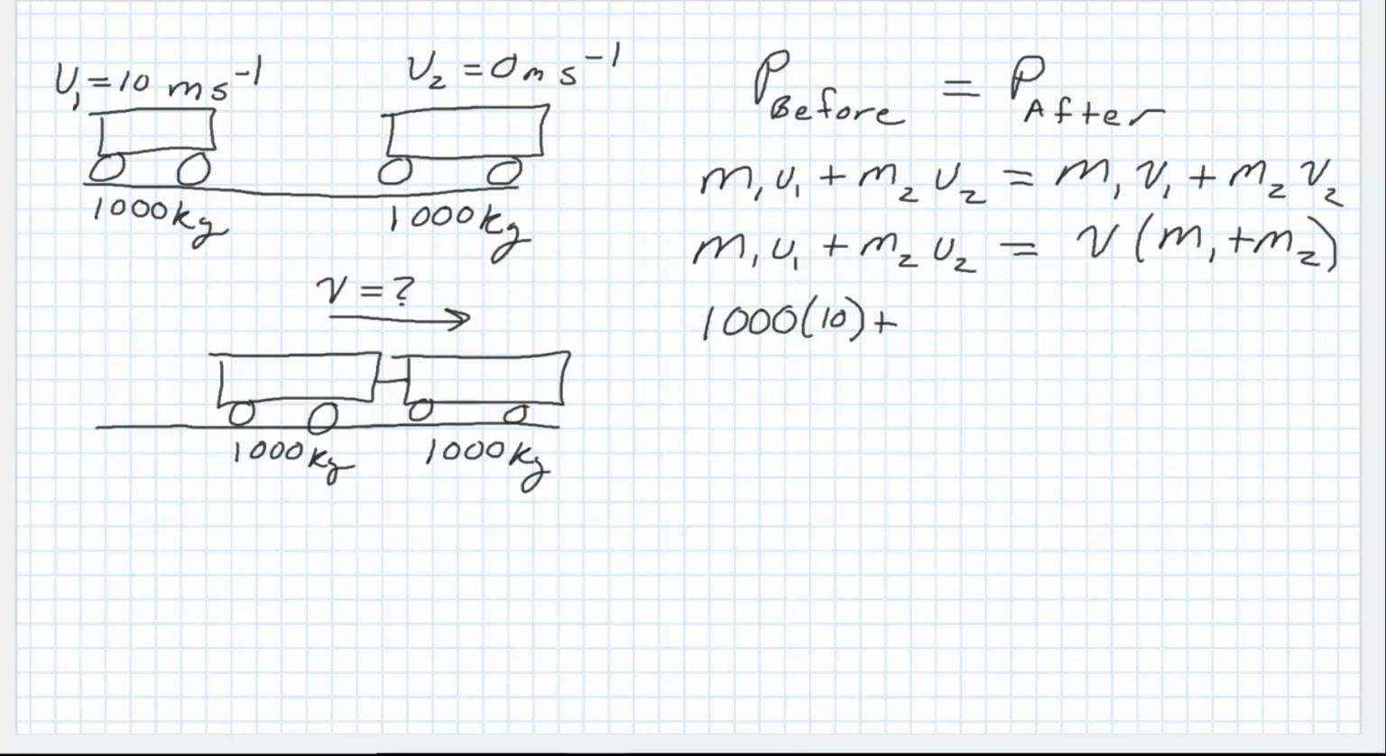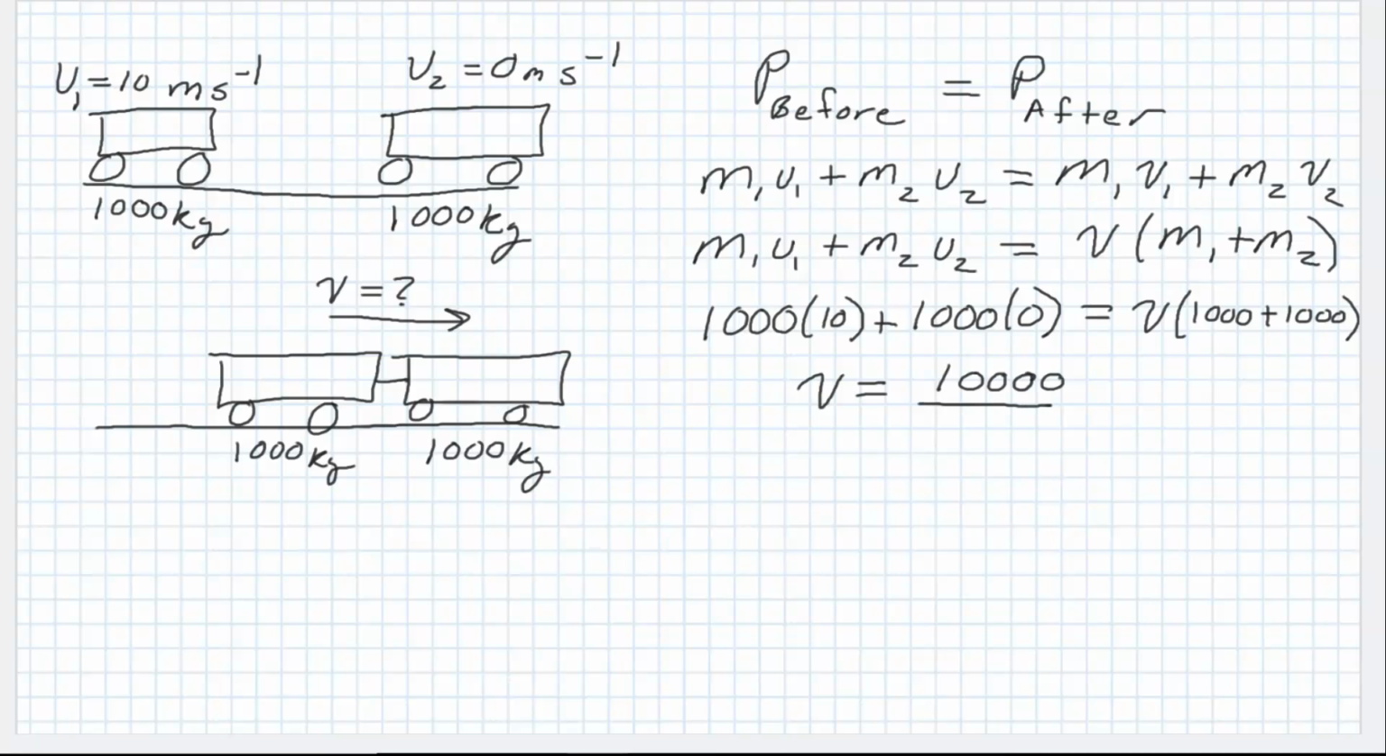Now I can do my substitution. 1,000 kilograms times 10 meters per second plus 1,000 kilograms times 0 meters per second for the other car should equal our final velocity times the sum of the masses of the two cars. I solve for v and I get 10,000 divided by 2,000, which is equal to 5 meters per second.